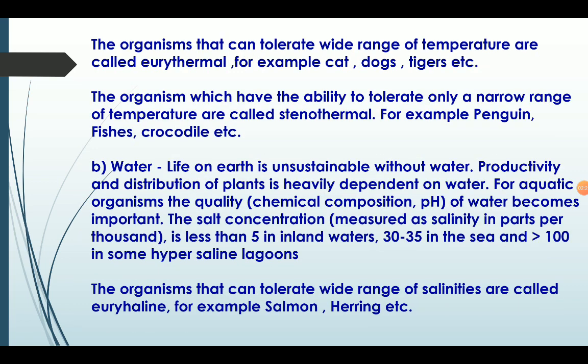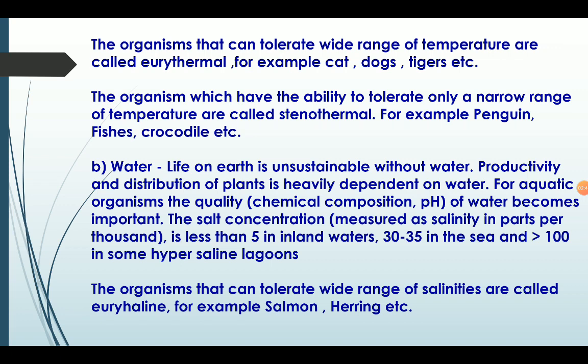The organisms that can tolerate a wide range of temperature are called eurythermal. For example, cat, dog, tigers, etc. Organisms which have the ability to tolerate only a narrow range of temperature are called stenothermal. For example, penguin, fishes, crocodile, etc.